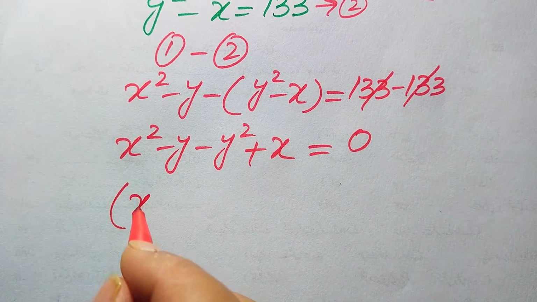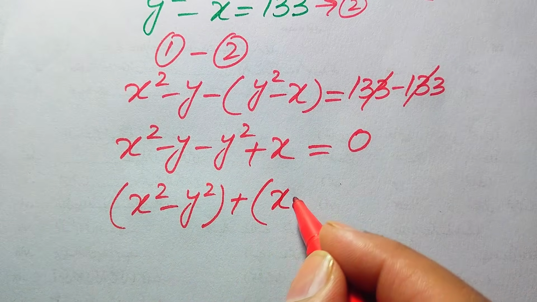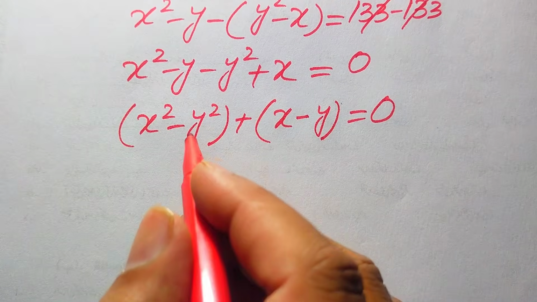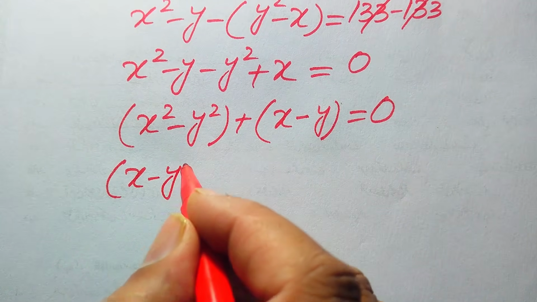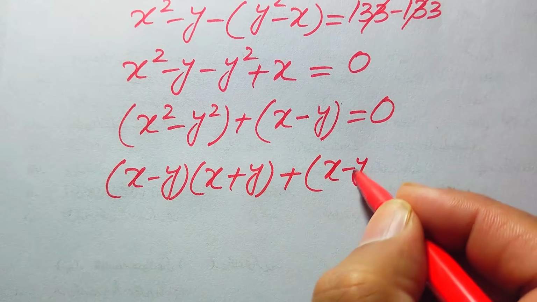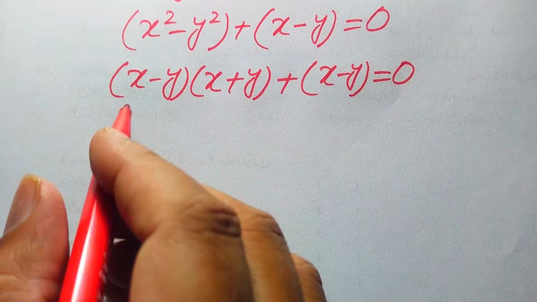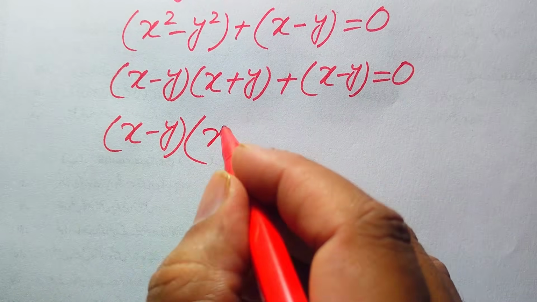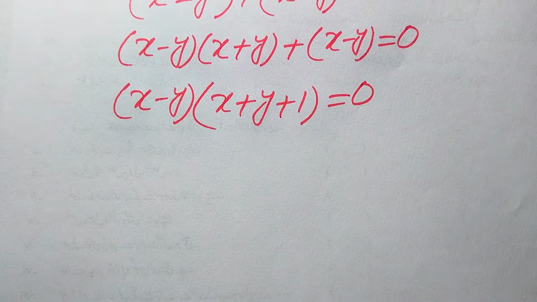And now we make the pair of square terms. So we have x square minus y square, and the remaining values are x minus y, and this whole equation equals 0. You see that x square minus y square is a very famous algebraic formula, and we know that this equals x minus y times x plus y, plus x minus y, and this whole equation equals 0. Now both of these terms involve the factor x minus y, so we take common x minus y from here and the remaining values are x plus y plus 1, and this whole equation equals 0.